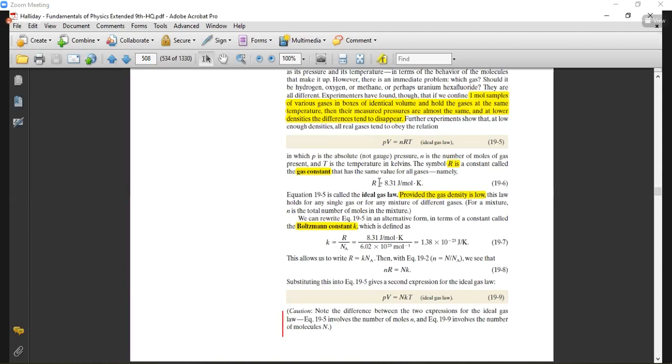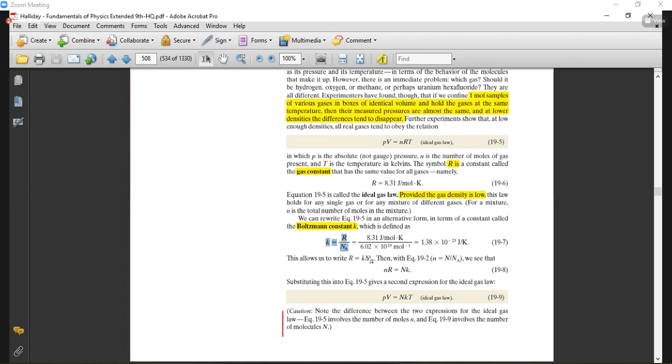So the value of the gas constant is 8.31 joules per mole kelvin, while the Boltzmann constant has a value of 1.38 × 10^-23. So we can also write the above equation, okay. This shows that the gas constant is equal to K times Na, where K is the Boltzmann constant and Na is the Avogadro number, okay.